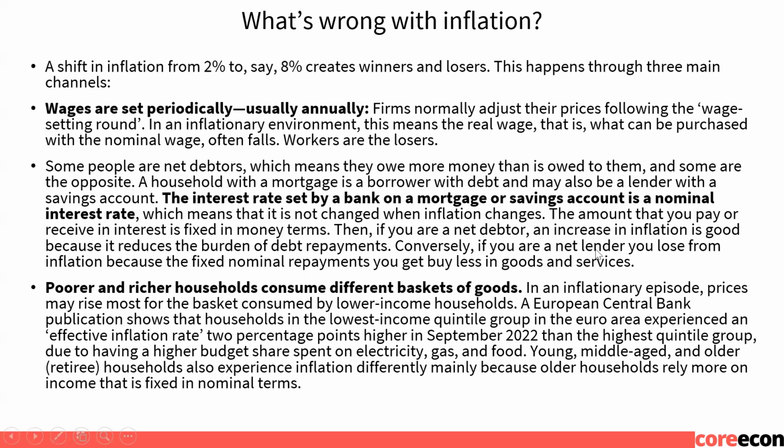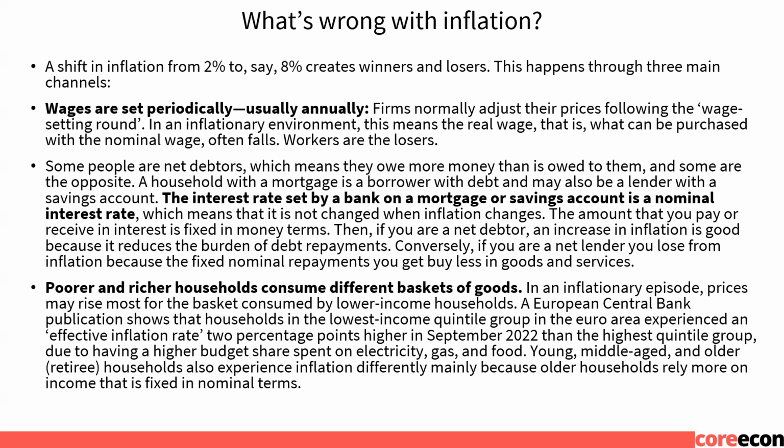Conversely, if you're a net lender, you lose from inflation because the fixed nominal repayments you get buy less in goods and services. So people with investments tend to dislike inflation particularly because of that. Poorer and richer households also consume different baskets of goods, right? So when we are in an inflationary environment, we should keep in mind that inflation hits particular goods faster and harder, which tend to be in the poorer households' basket. So in an inflationary episode, prices may rise most for the basket consumed by lower income households.